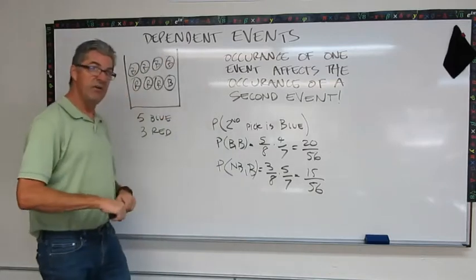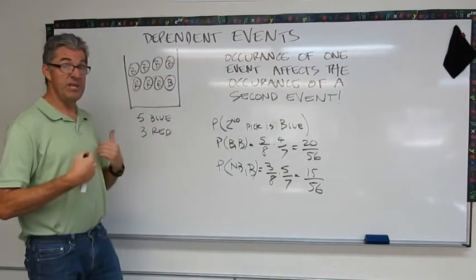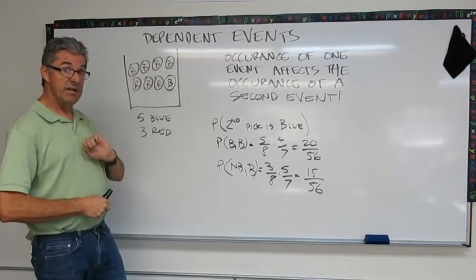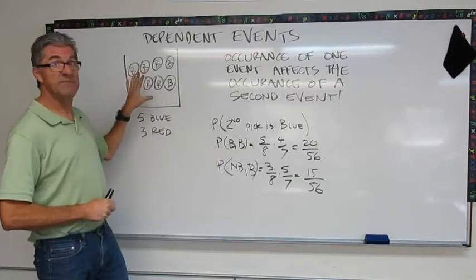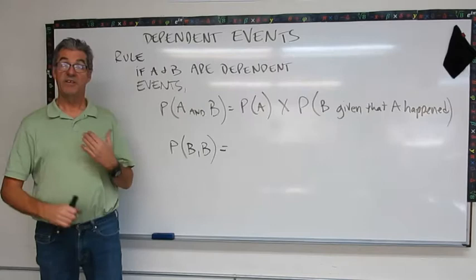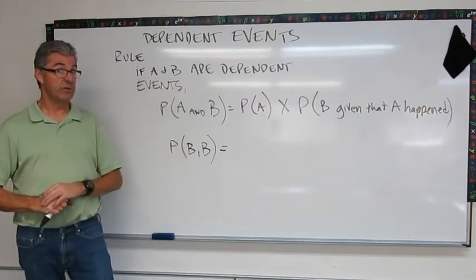So you can see how the first event affects the probability of the second event. In other words, we pulled a marble out, that's going to affect the probability of what comes next. So that's just to give you an example of how this works. Okay, let's formalize what we just learned in that last example and make another rule that we can use.